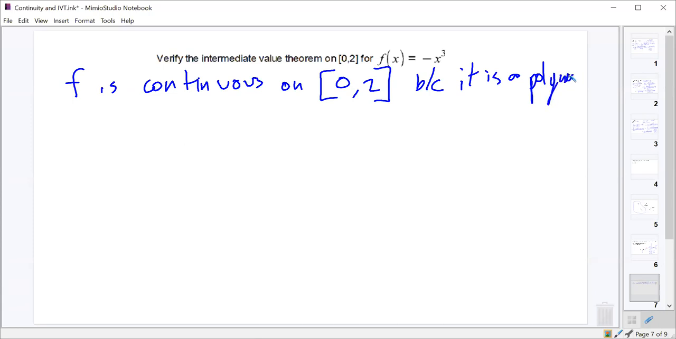Simply enough, just because it's a polynomial. All polynomials are continuous for all real numbers. Okay? Simple fact you'll want to know and memorize. If it's polynomial, it is 100% continuous for all real numbers. And that is a good enough justification for why this function is continuous on the closed interval from 0 to 2, because it's a polynomial. Everybody good with that? Okay, hopefully so.